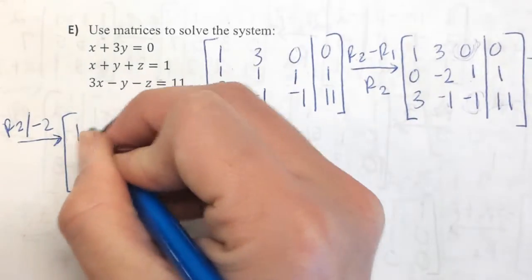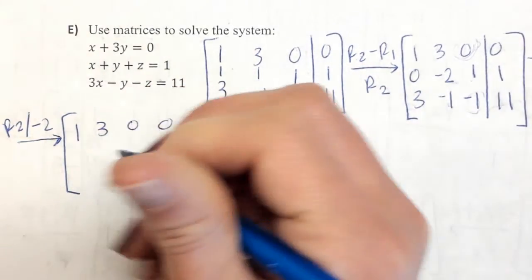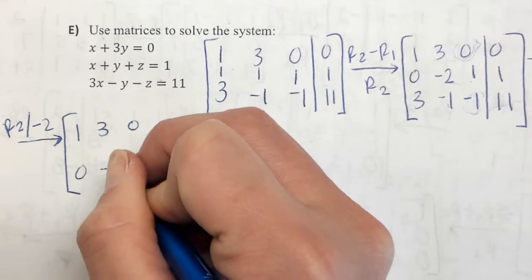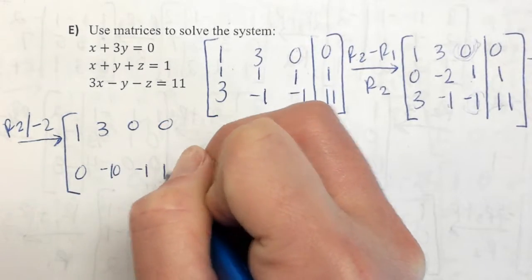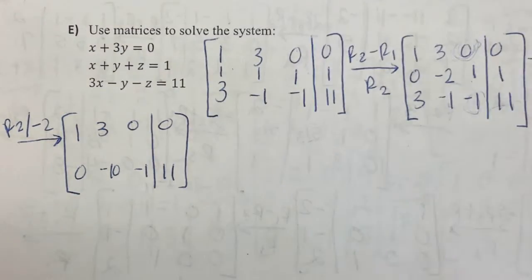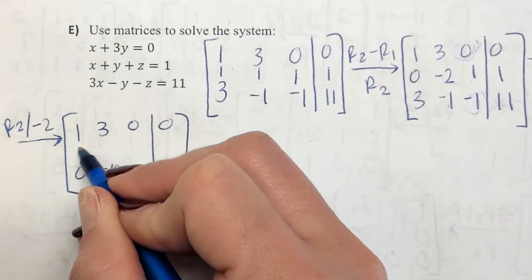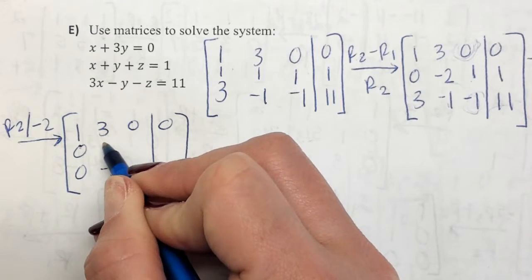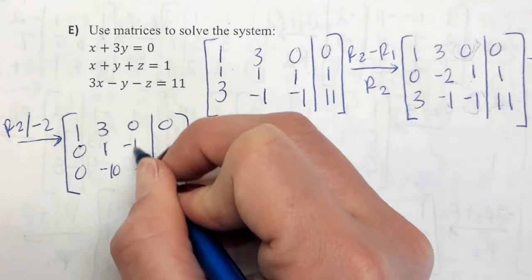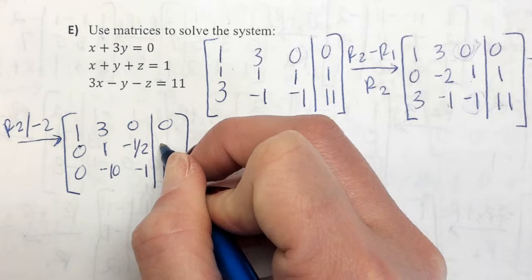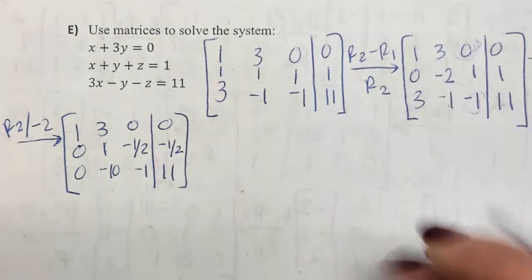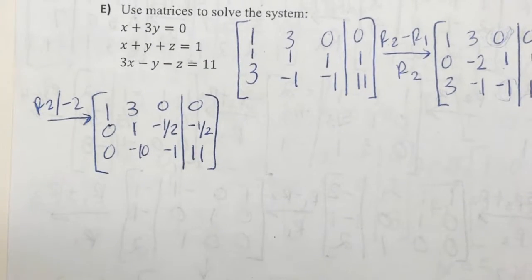Alright. So leave row 1 the same. Leave row 3 the same. And tell me everything that's going to be in this row divided by negative 2. 0, 1, negative 1 half, and negative 1 half. Good. And these fractions will go away, so don't let them freak you out.